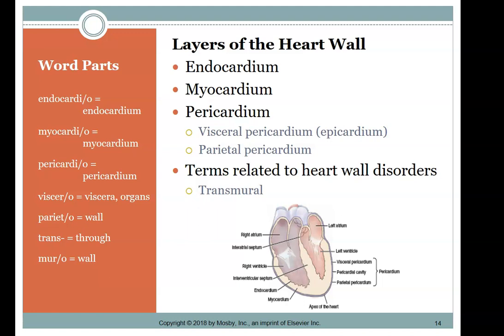The term transmural is used to describe a heart disorder that is through the wall of the heart. An example would be a transmural infarct, which is tissue death, an infarct that extends through the entire thickness of the heart wall from the endocardium to the epicardium. And your word parts: endocardio equals endocardium, myocardio is myocardium, pericardio is pericardium, viscero is viscera or organs, parietal equals wall, trans equals through, and mural equals wall.